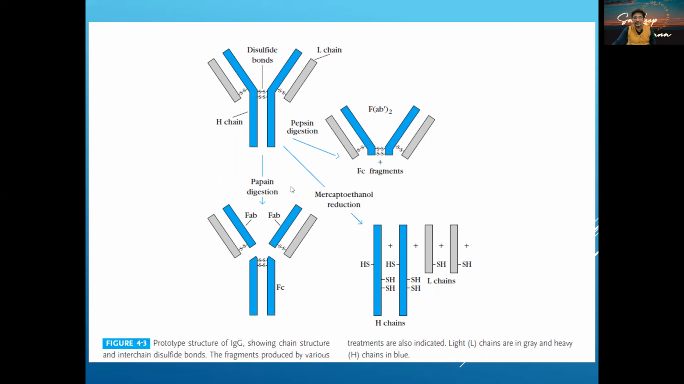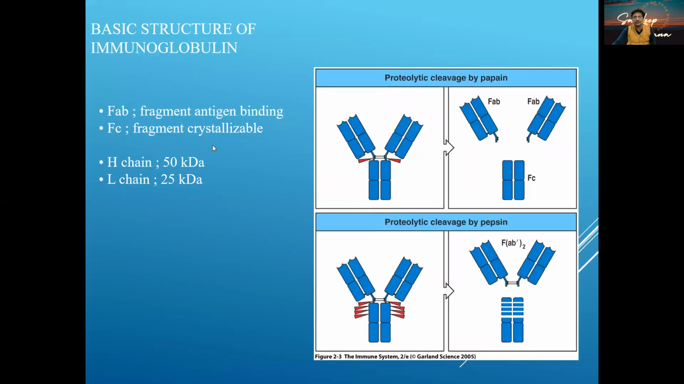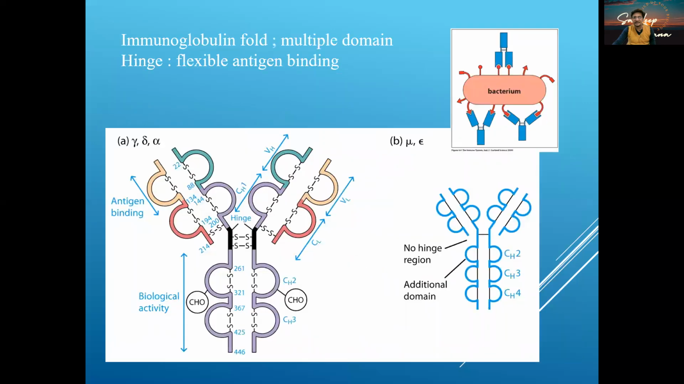Again, if it is cut by another protease, it will be broken into the FAB. There will be two fragments, and the FC will be another. And if you use beta mercaptoethanol, which is a disulfide linkage breaker, it will be further broken into its individual chains, that is, two heavy chains and two light chains. So FAB, I told you, is the antigen binding region, and FC is the fragment used for crystallization. As for the size, the light chain is around 25 kD, and the heavy chain is just double, 50 kD.